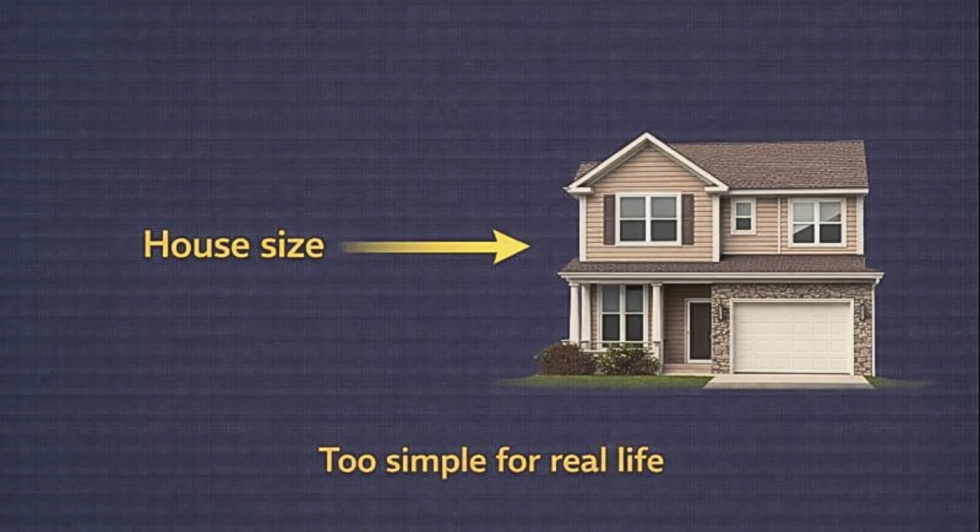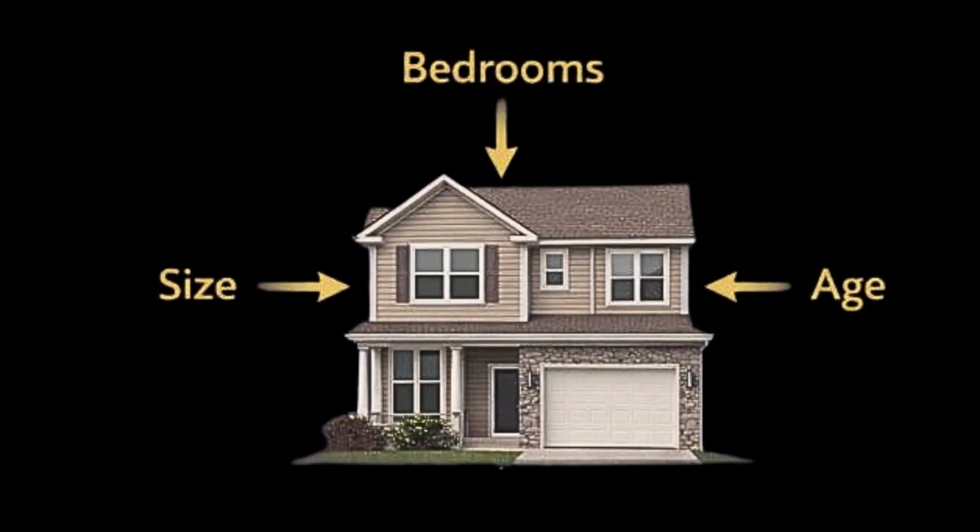Up until now, we've been predicting house prices using just one input, house size. That was intentional. Using a single feature helped us understand how linear regression works step by step. But let's be honest for a moment. If someone told you they could predict house prices using only size, you probably wouldn't trust that model. Because real life is messier than that.